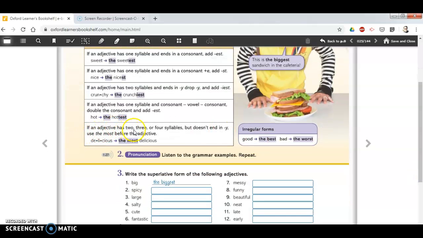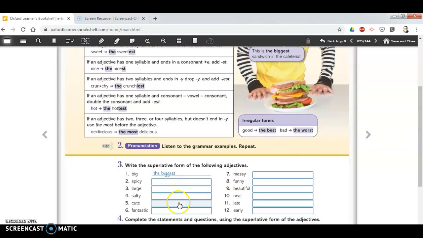If an adjective has 2, 3, or 4 syllables but doesn't end in Y, use the most before the adjective. Delicious, we say the most delicious. And there are some irregular forms. For example, good, we don't say more good. We say the best. Bad, we don't say the most bad. No, we say the worst. Bueno, el mejor. Malo, el peor.